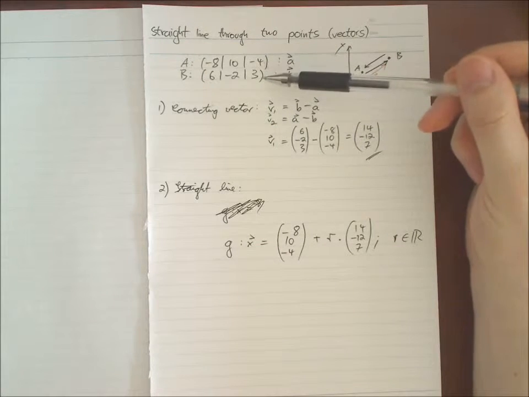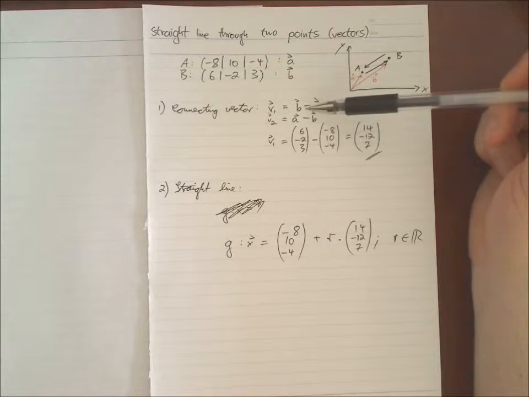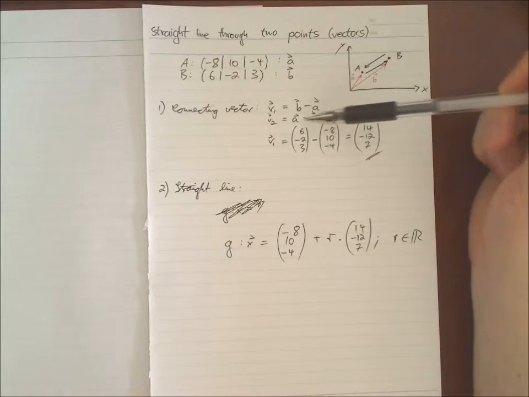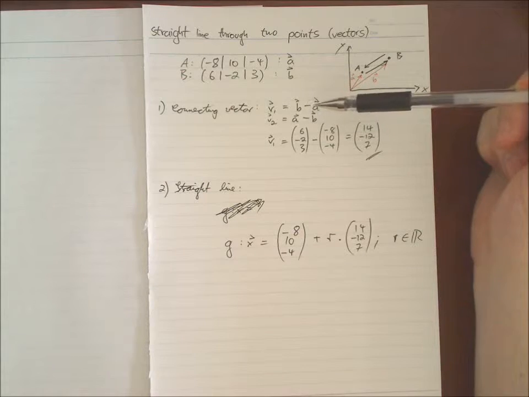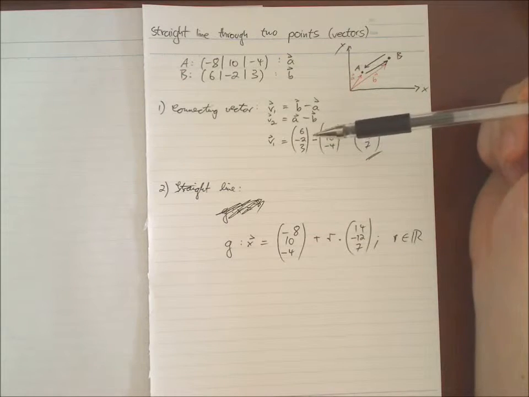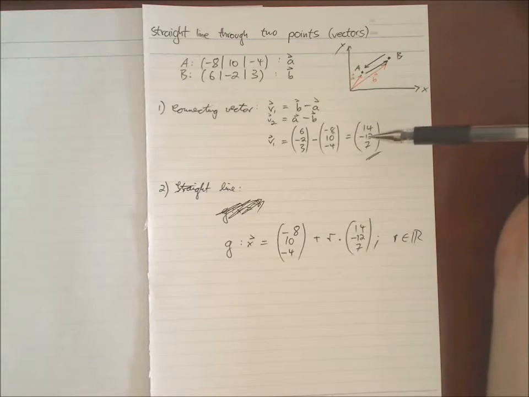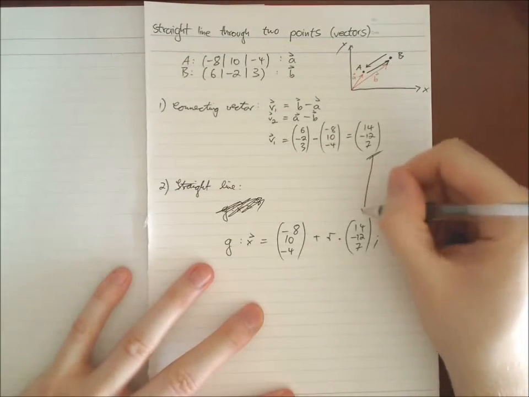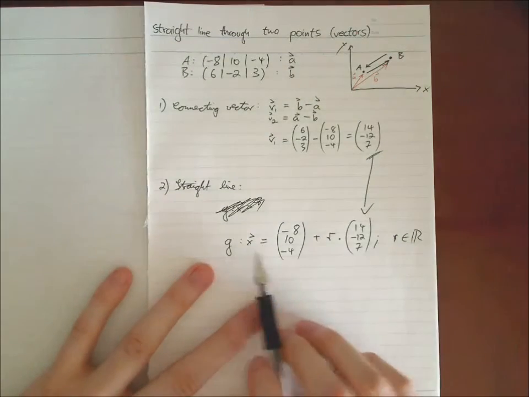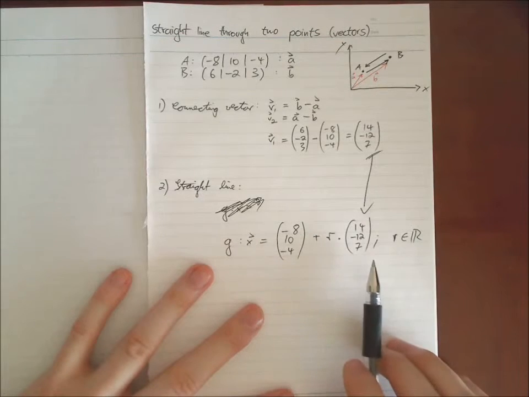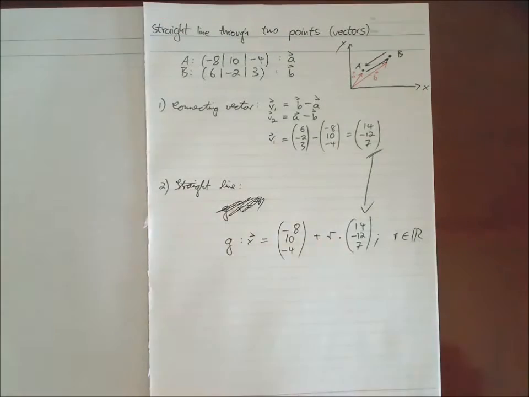So 2 possible directional vectors and 2 possible support vectors. The support vectors are the points, and directional vectors can either be from B to A, or from A to B. In this case, I chose the first one, B minus A, and I end up with this directional vector. I just put it into this expression to show the straight line. It's not too difficult, actually quite easy, and maybe you need a little bit of practice, and that's how it works. Thanks for watching.